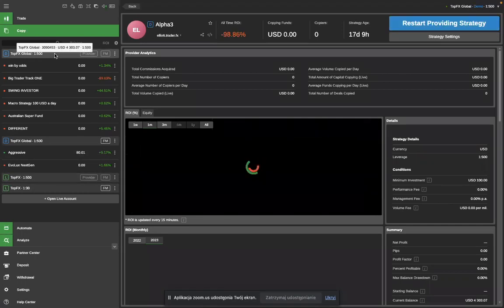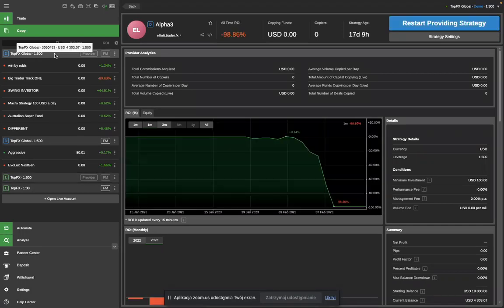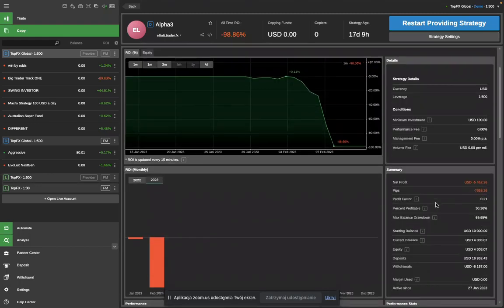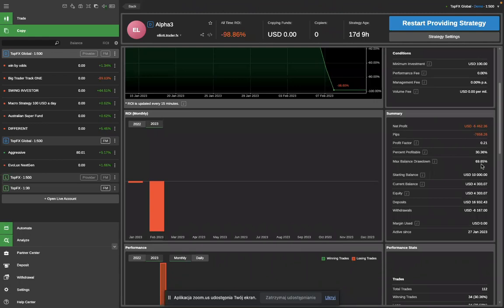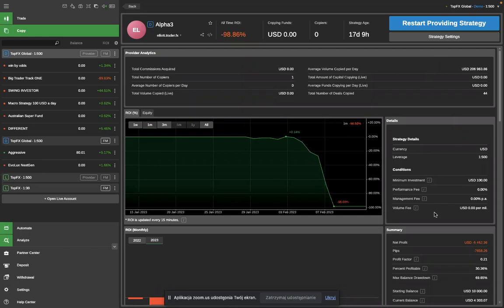There's another account, as you can see here. This account is of course made just for educational purposes only. And as you can see, on this account, Alpha Free, I've got minus 98% all-time ROI. As you can see, no one is copying me, and I have no copying funds. The strategy is 17 days and 9 hours. And you need to understand that if you have an account like this, where the ROI or the maximum balance drawdown is more than 90%, then you will not be allowed to become a strategy provider on this account.